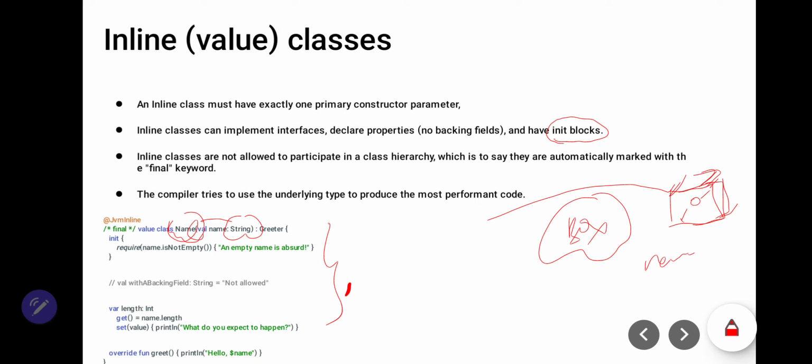Inline classes are a subset of value-based classes. They don't have an identity and can only hold a value. There are some limitations to keep in mind. Inline classes must have a single property. If you see in here, name is a property.